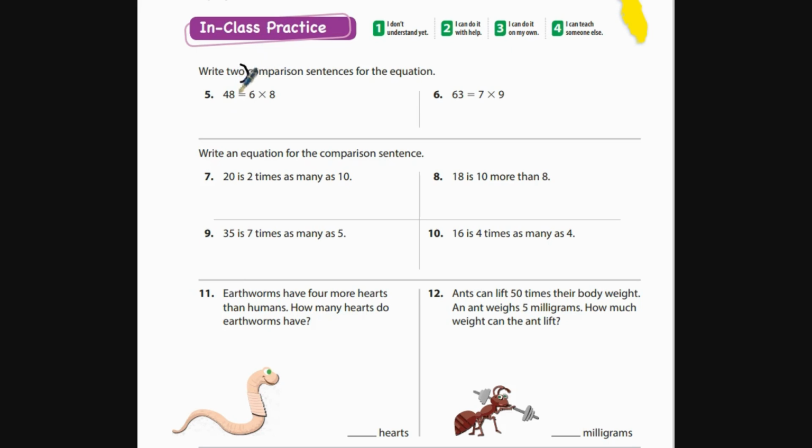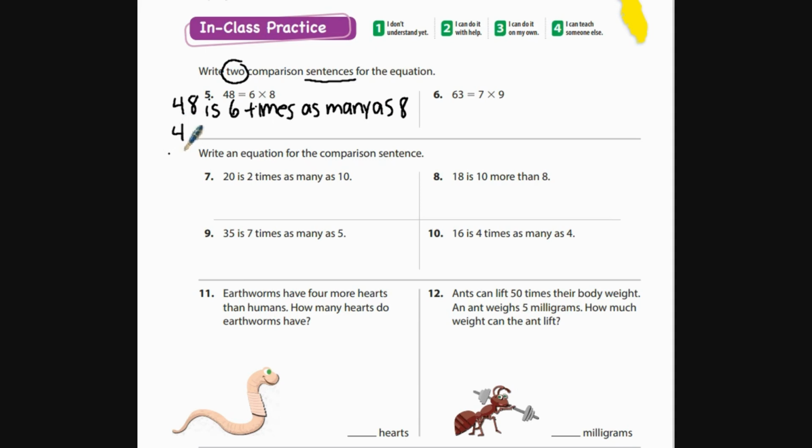We're going to write 2 sentences. So let's write the sentences. 48, exactly how it is, equals means is, 6 times as many as 8. And now let's do the commutative property.